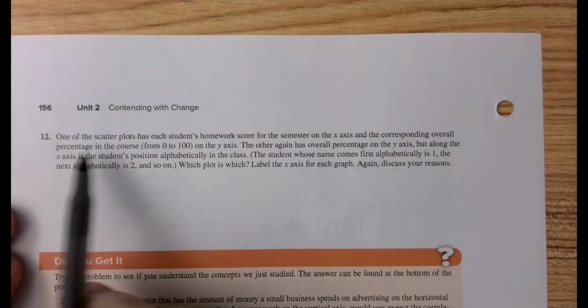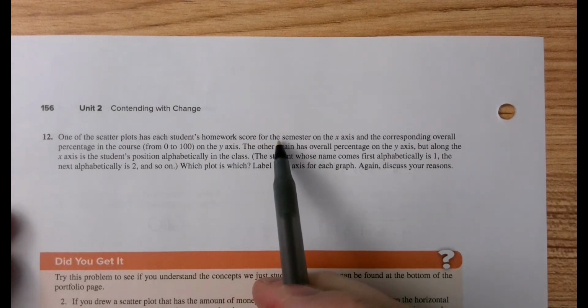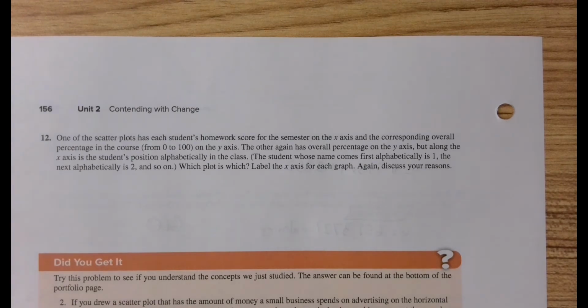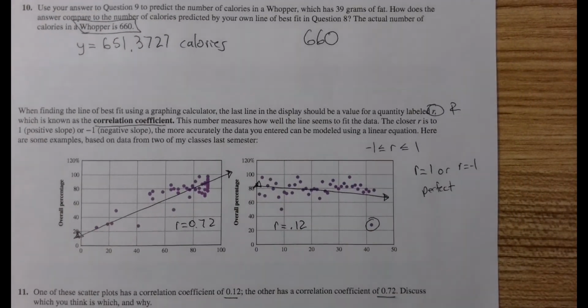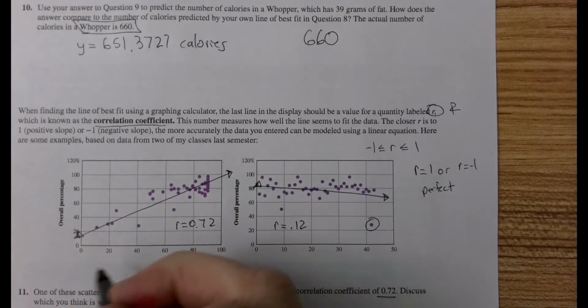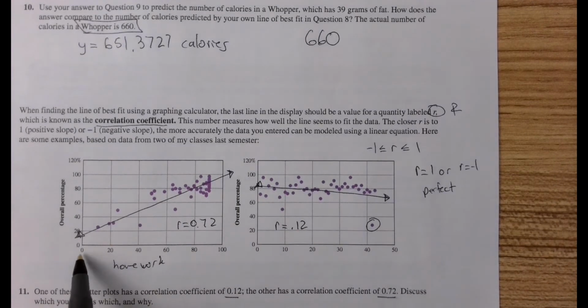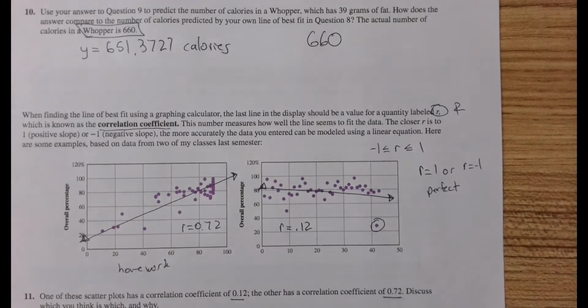The next question says, one of the scatter plots has each student's homework score for the semester on the x-axis and the overall percent on the y-axis. So one of these represents homework scores, which I would suspect is this one, because homework could be from 0 to 100, and I would guess that there is a correlation between how well a student does on homework and how well they do in the class.